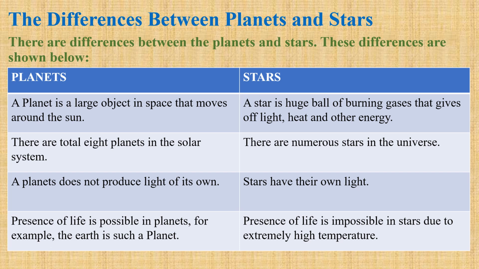A planet does not produce light of its own. Stars have their own light. Presence of life is possible in planets. For example, the Earth is such a planet. Presence of life is impossible in stars. You might be asking, why can't we live in stars? It's due to extremely high temperature.